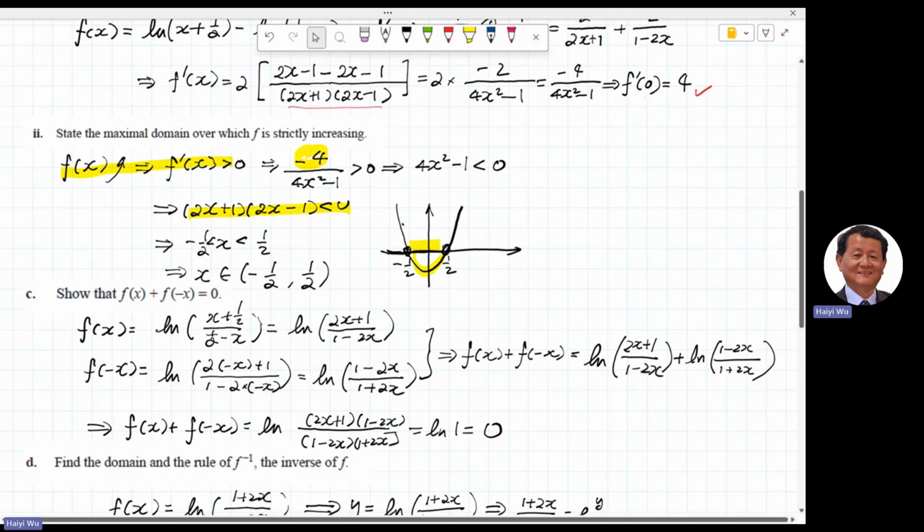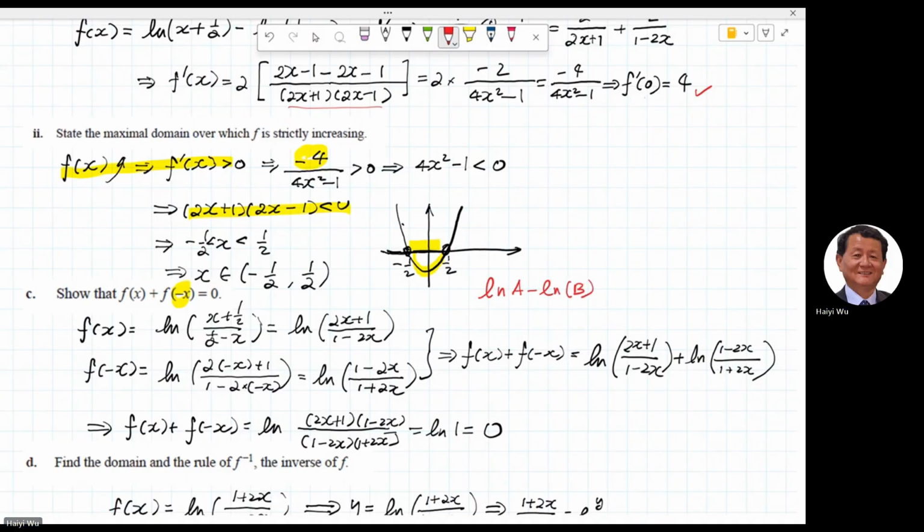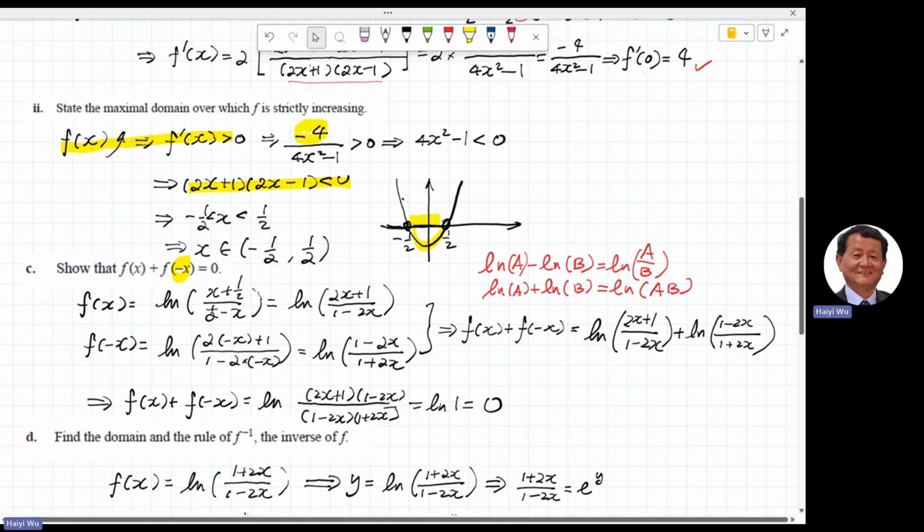Question C, we want to show f(x) plus f(-x) equals 0. Well, let's do the f(x) first. I'm going to combine the two logs into one log, so we use the log law: log a minus log b equals log a divided by b. Don't forget to use that. Or if it's plus, it's a multiplication. So those two rules are the log laws. So we combine the two together.